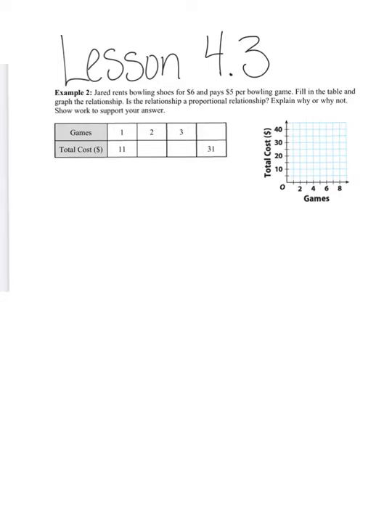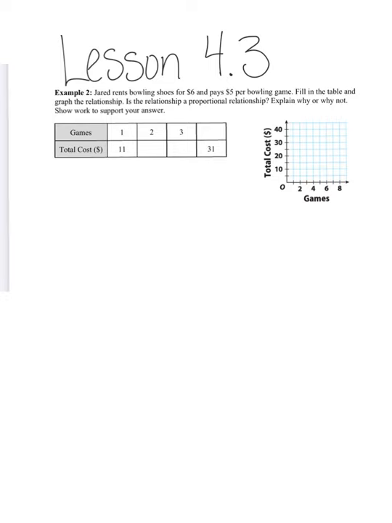This is Mrs. Reister with lesson 4.3, example 2. Jared rents bowling shoes for $6 and pays $5 per bowling game. Fill in the table and graph the relationship. Is the relationship a proportional relationship? And then we will explain why or why not.